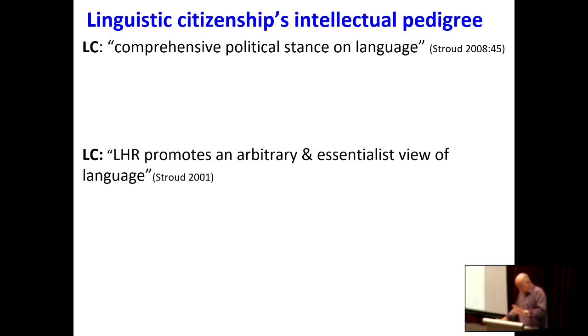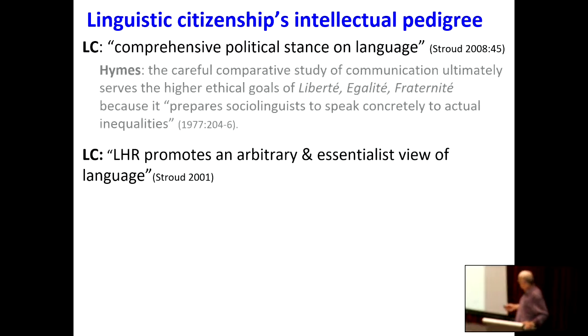Okay, linguistic citizenship may offer a political stance on language, but that doesn't cut it off from high quality scholarship. High quality scholarship and fair and effective political governance obviously aren't the same thing. Politicians have to reckon with a much wider set of pressures and contingencies than academics. But in the words of Dell Hymes, one of the founding figures in contemporary linguistic anthropology, the higher goals of liberté, égalité, fraternité are actually served by the careful comparative study of communicative repertoires and practices, because this study prepares people to speak concretely to actual inequalities.